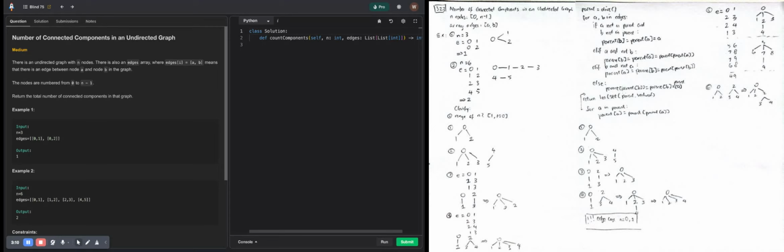Okay, so I think I get it. Here we are given... Yeah, so I got confused with the question because it begins by saying there is an undirected graph, which means that there is only one graph. So it turns out that you are supposed to count how many graphs there are in a given input.